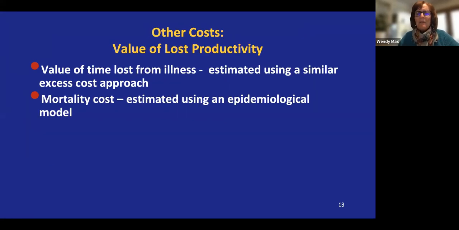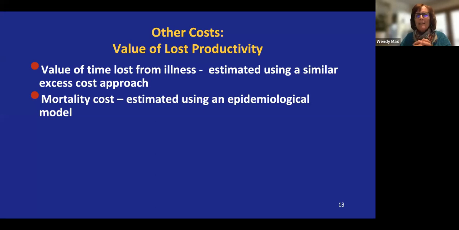I mentioned the value of lost productivity, and we use an excess cost approach as well. We look at the days lost from activity. Sometimes they're reported directly. Sometimes we just compare two groups of people and see who loses more time from school or from work. And again, if we can control for everything else, then what's left we can attribute to smoking or to tobacco use more broadly.